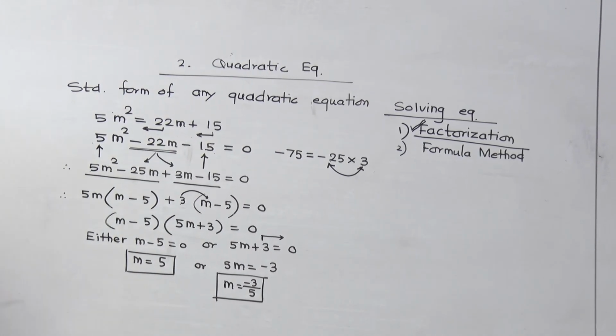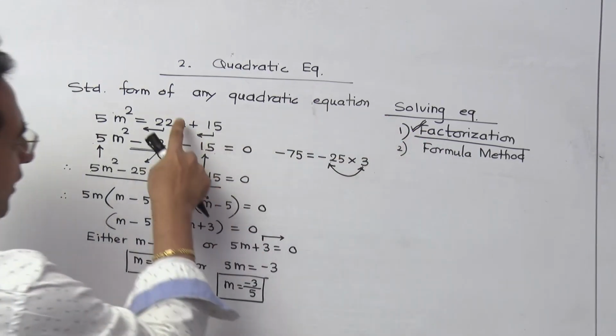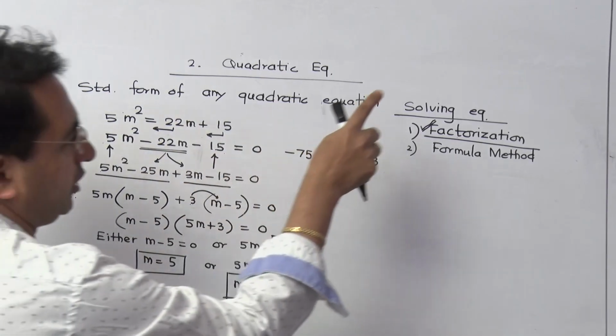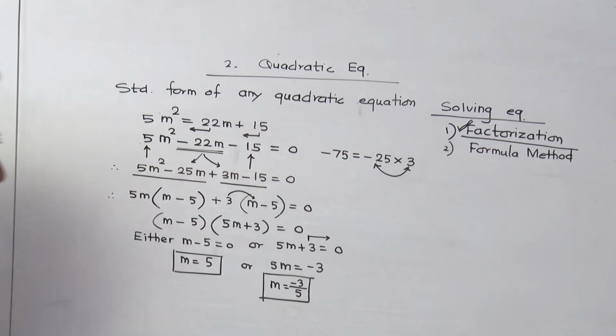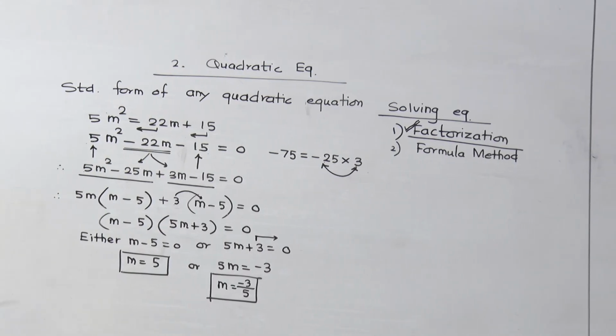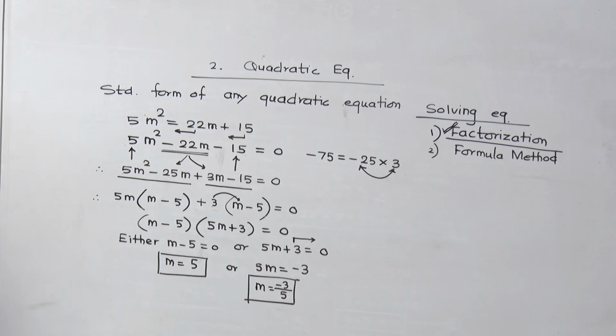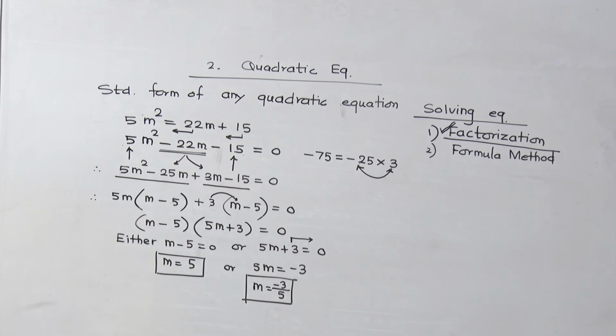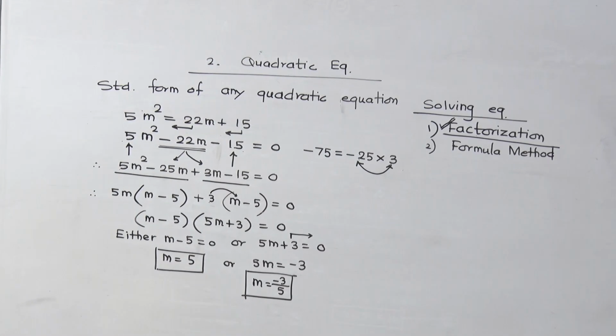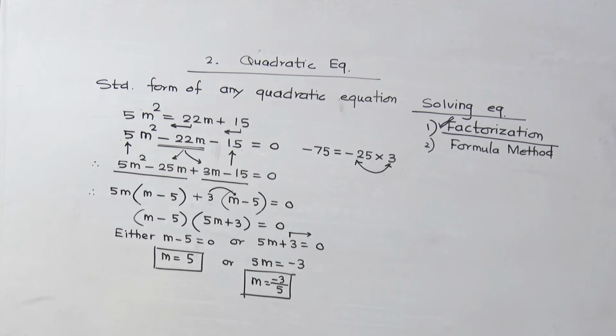Whatever I am telling you, there will definitely be one question on factorization, and one question they will always ask on formula method. A formula method question is asked for 3 marks. Factorization is for 2 marks each. Correct? Let us go for the next sum now.